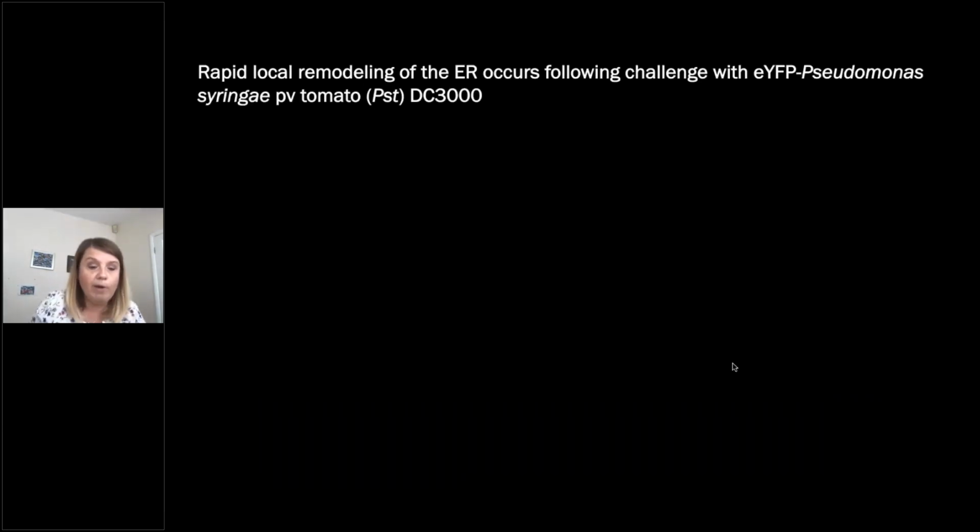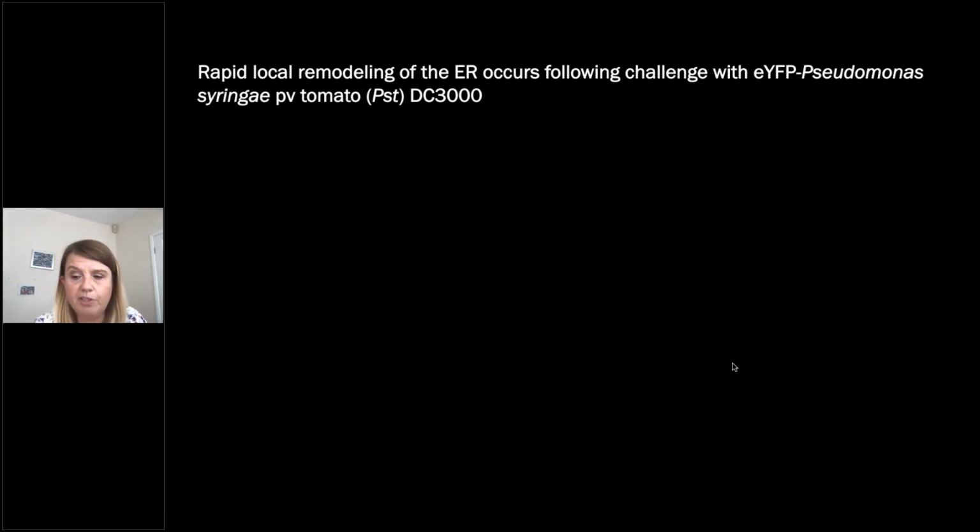So when I decided that I wanted to look at how the ER was remodeled, I obviously needed to choose a pathosystem. And one that we've used extensively in the lab is the virulent biotrophic bacteria, Pseudomonas syringae DC3000. And the advantages of this pathosystem are that, firstly, it's very easy to synchronize infections. And secondly, the whole infection process occurs over a matter of hours rather than days, and when it comes to imaging, that's a big advantage. So I can very easily image throughout the course of the whole infection.